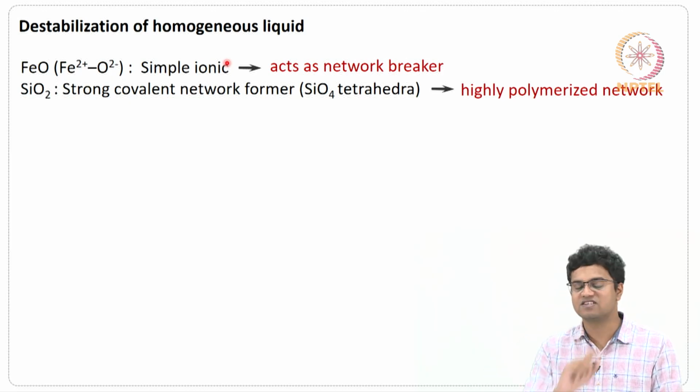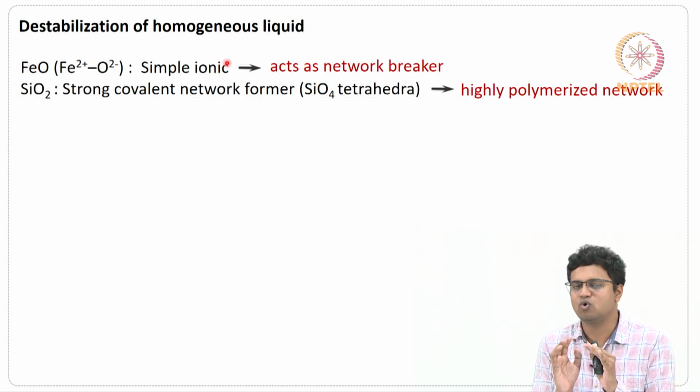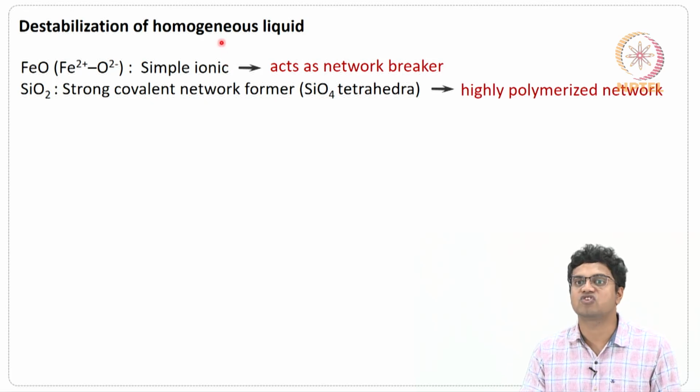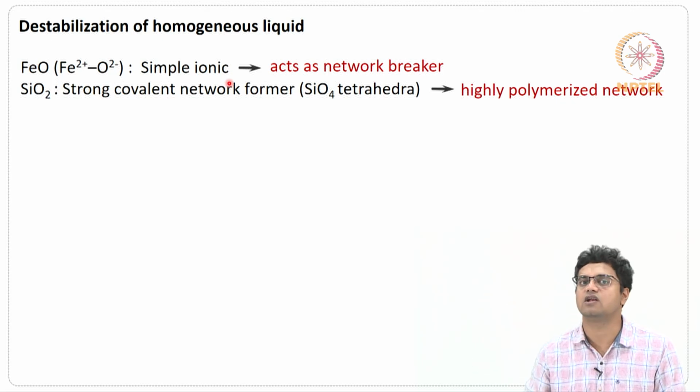So what was the first thumb rule? The thumb rule was both should show nearly the same crystal structure. They should show the same crystal structure. Here they are structurally too distinct. They are completely different structurally. So that's the reason we are deviating from the ideal isomorphous one.